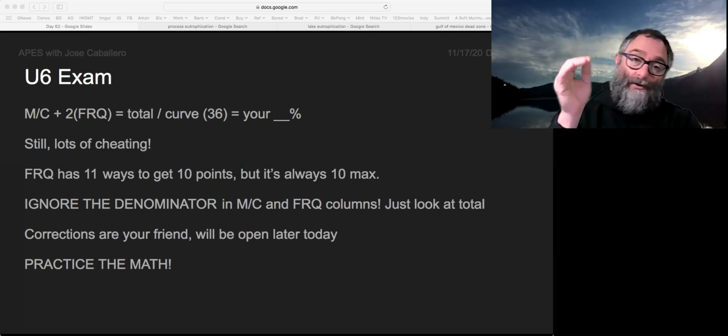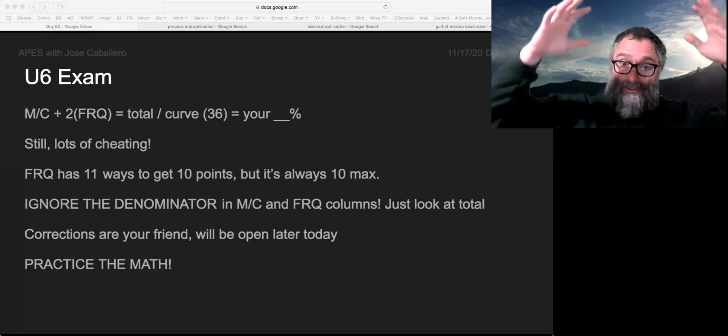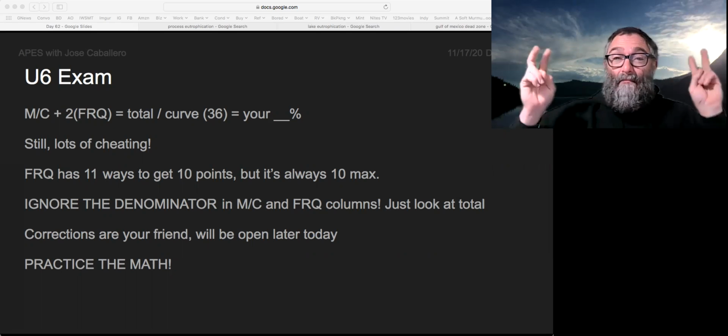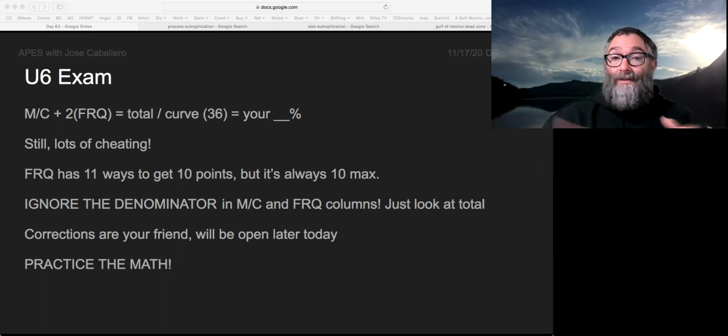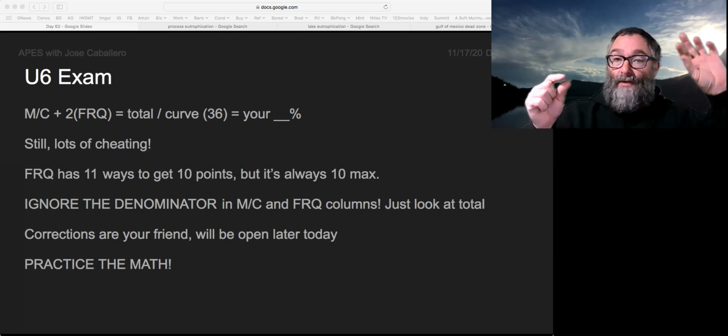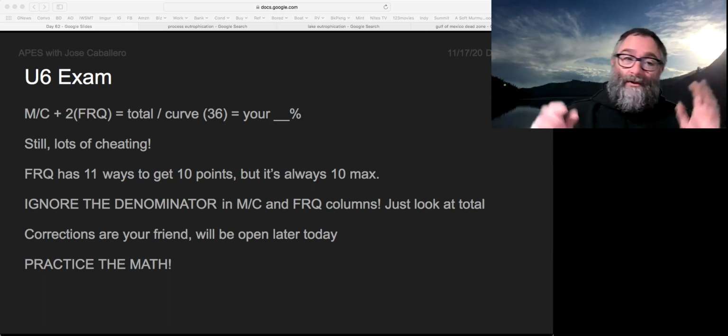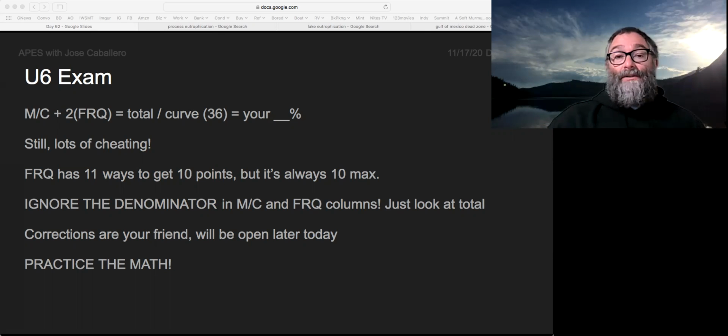So you always try to get all the parts of a question. And if you can answer one really well, you've kind of bought yourself not knowing something later on the free response. You can still get a perfect score, even if you didn't know something, because you got an extra point somewhere else. So the 11 ways to earn 10 points thing.